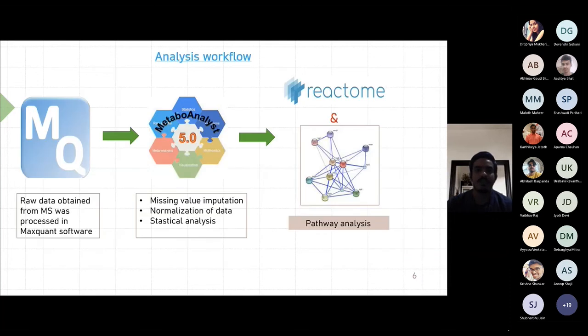Now the analysis workflow. We get raw data obtained from mass spectrometry, which was pre-processed in MaxQuant software. Then this data is analyzed in MetaboAnalyst, where missing value imputation, normalization of data, and some statistical analysis were done. The data obtained in the volcano plot is then proceeded for pathway analysis, which is done using Reactome and STRING.